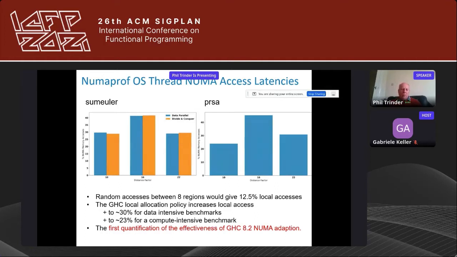So the GHC 8.2 adaptation is being effective. It's increasing the amount of local accesses. The increase is greater for data parallel programs because they're doing more allocation, so they can take greater benefit from the allocation optimization.